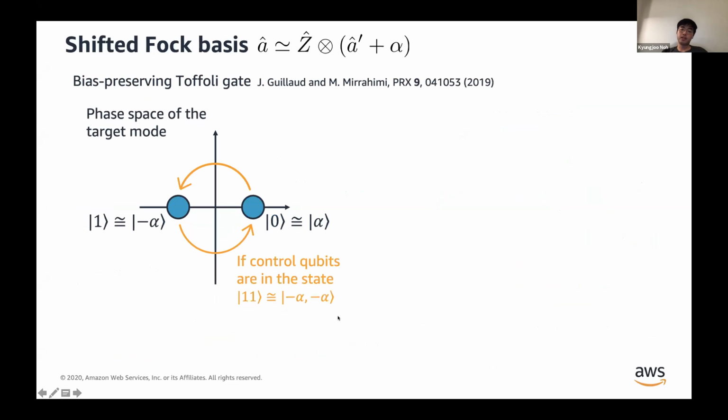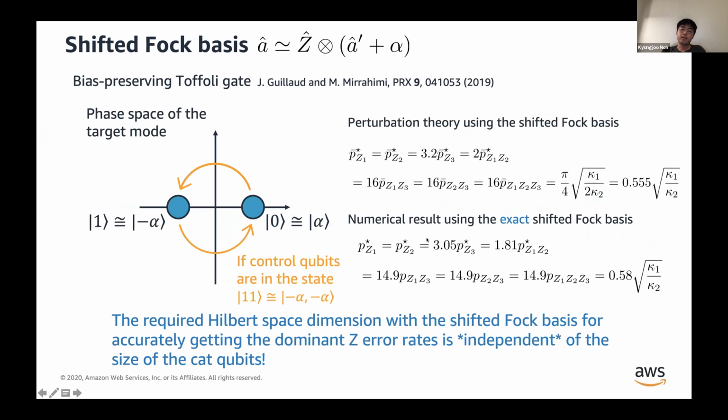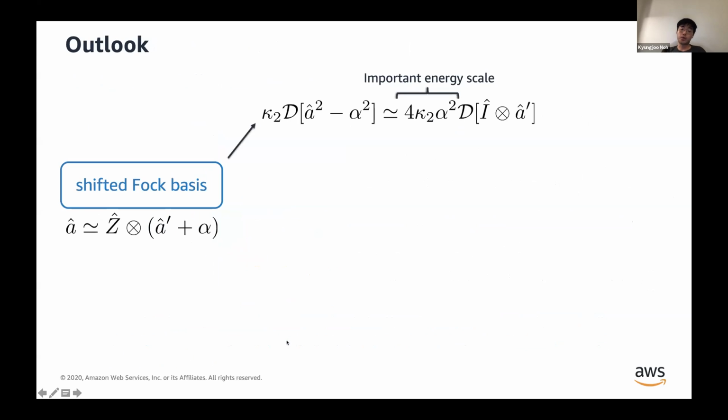And we can also do something similar for the Toffoli gate. The simulation of the Toffoli gate was out of reach in previous work by Jeremy and Marguerite. And in our case, thanks to the shifted Fock basis, we were able to simulate the dominant Z error rates of the bias preserving Toffoli gate by just using a constant dimensional Hilbert space.